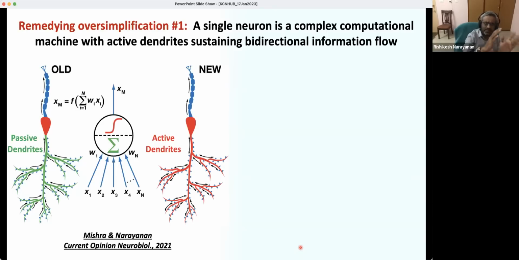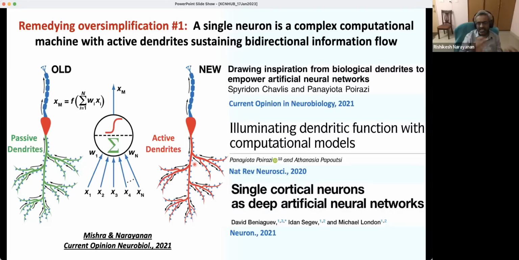And to summarize this oversimplification, that a single neuron is a simple integrate and fire structure. The remedy for that, or the actual observation that we see in biological neurons, is that a single neuron is a complex computational machine with active dendrites, which is why I've made all of this red, sustaining bidirectional information flow. Information flow is not unidirectional anymore. You can have backpropagating action potentials, you can have dendritic spikes, you can have bandpass filtering, and so on and so forth. There are a few reviews that I have listed here, which is from Yota's lab.